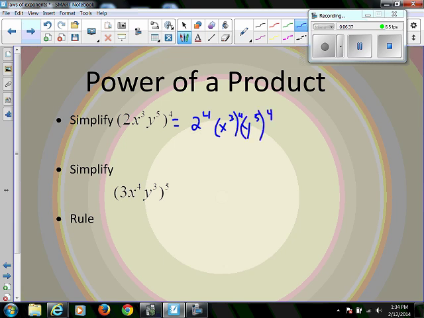Two to the 4, 16. Oh, there's that rule again. We're going to multiply our exponents. And we should check using our calculator.